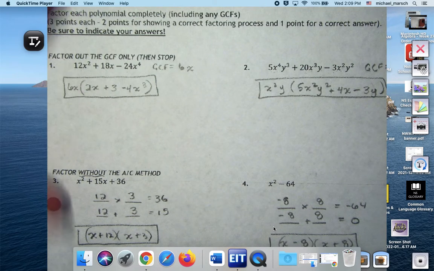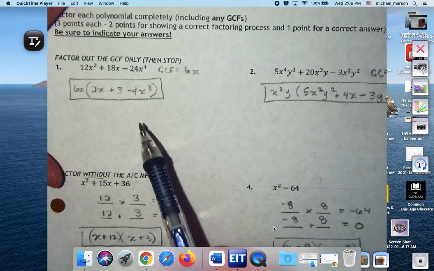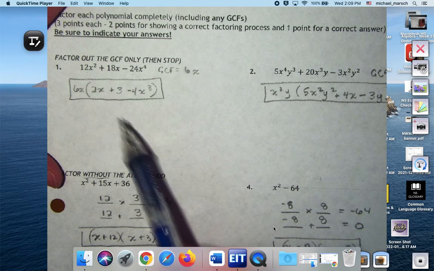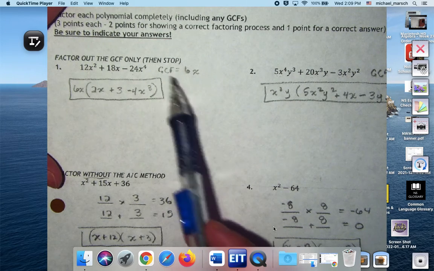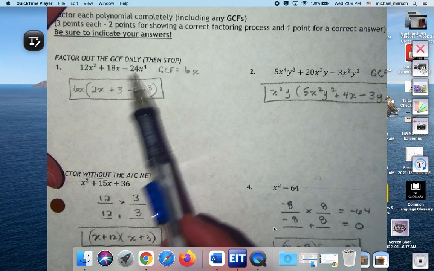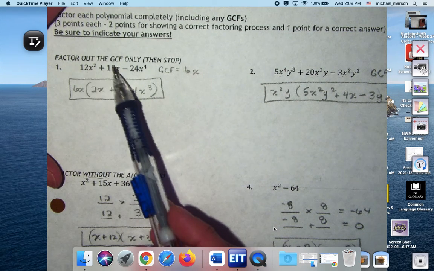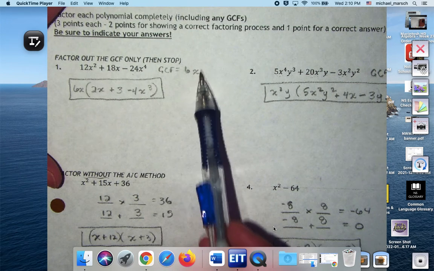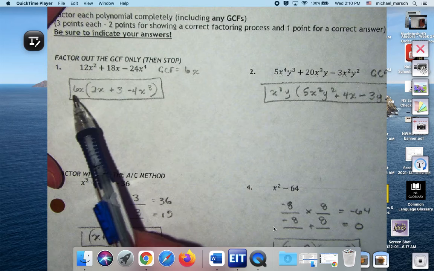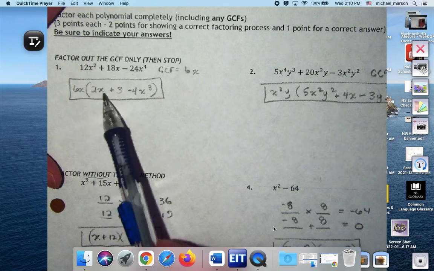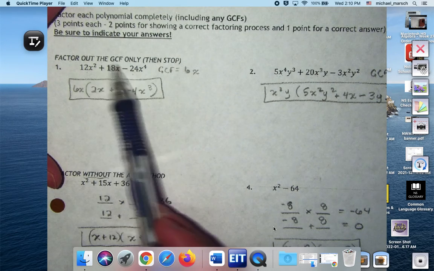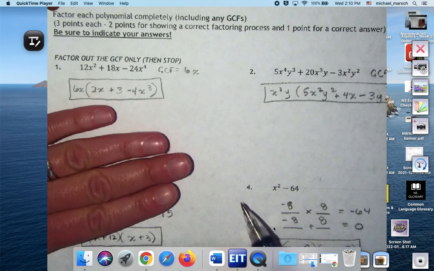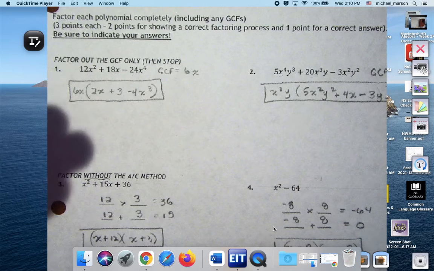Okay, so question 1. My greatest common factor is 6x because 6 can go into all of the coefficients, and I have just an x by itself, so that's all I can take out because it's the smallest exponent with the x. And then I say 6x times what will give me 12x squared, times what will give me positive 18x, times what will give me negative 24x to the third. And then I stop. I don't do anything else.